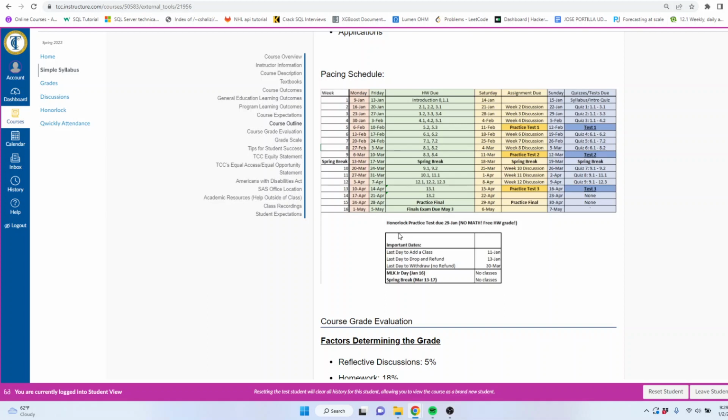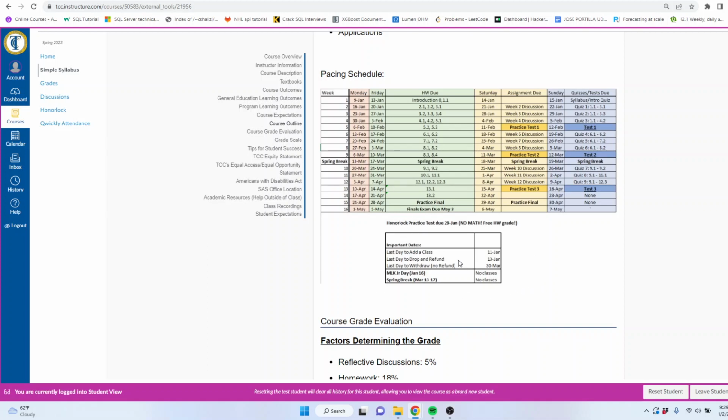I also have a little section which I'll show you on how to get onto HonorLock, but really this is just a homework assignment. It should help prepare you to get on HonorLock, so when test one comes around, you can focus on the math part. You don't want to be stressed out about am I going to be able to get onto HonorLock or not. You want to just focus on the test. So that's the intention of this.